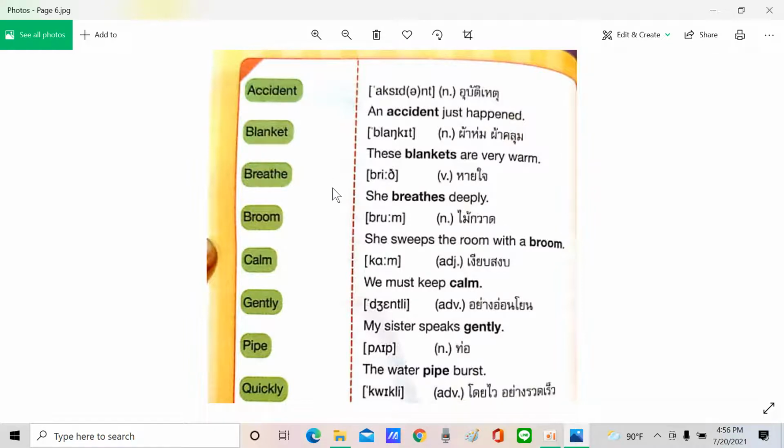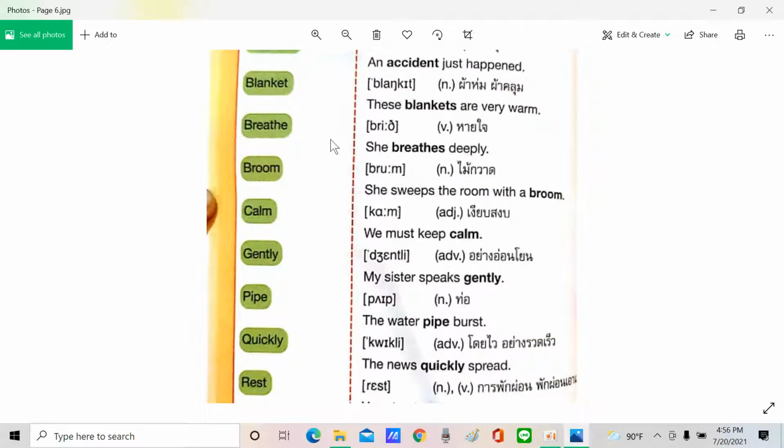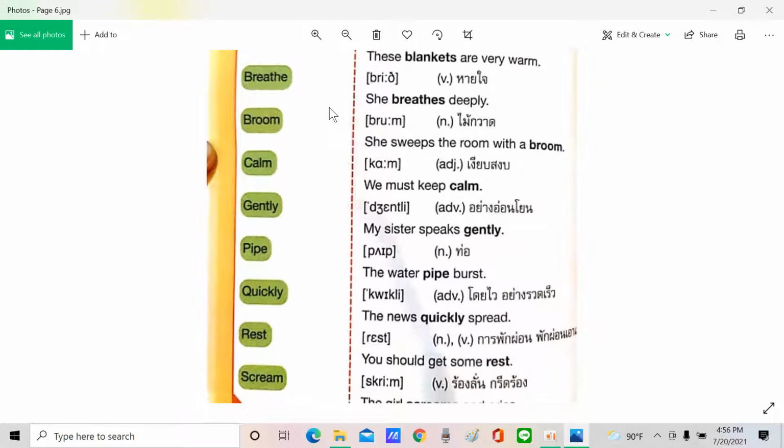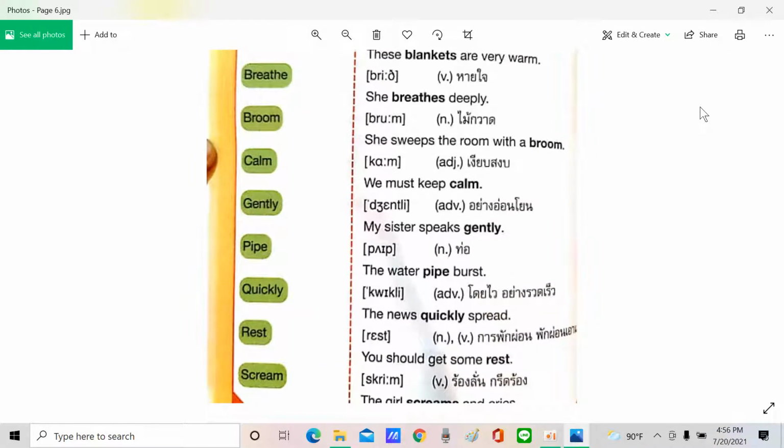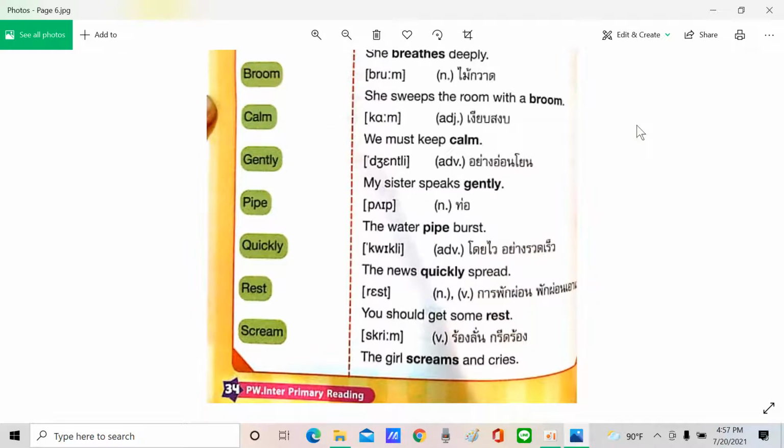Now, the third word here is breathe. Breathe is when you inhale, or when you take in air into your mouth and it goes to your lungs. So you can live, you need to breathe. Breathe air. Next, we have broom. A broom is an object that you use to sweep the floor. When you want to sweep or clean the trash on the floor, then you use a broom.